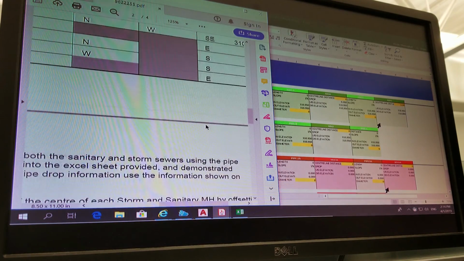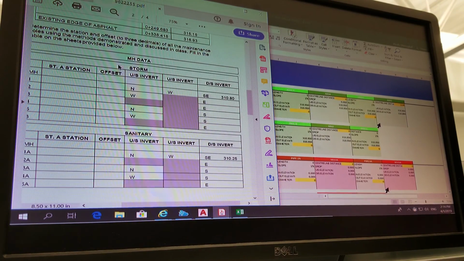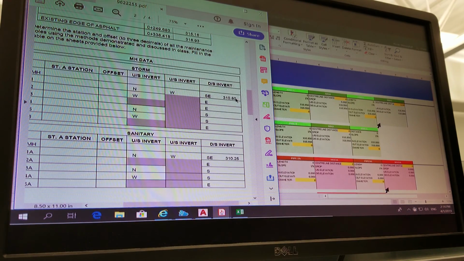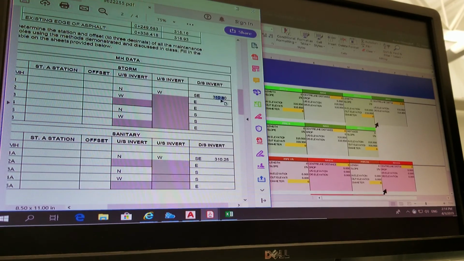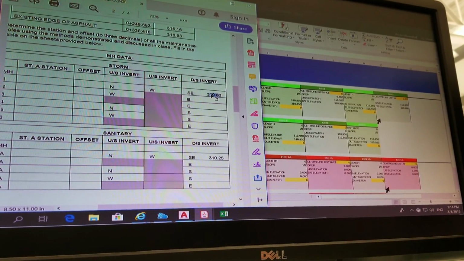So in here, I provided on this table over here, manhole data, that the downstream for manhole 1 is 310.8. Okay? And this we cannot change because the pipe needs to go to the existing storm drainage. So we cannot change this elevation. Now everything else that we draw here needs to depend on this elevation over here. So when it gets back, it will go to the existing sewer.